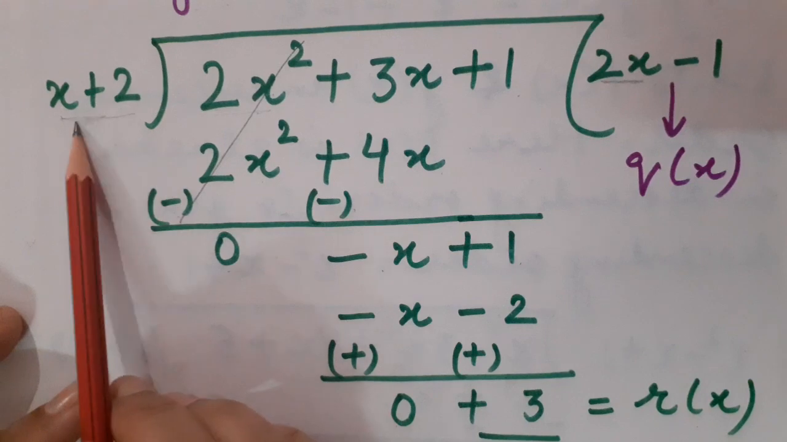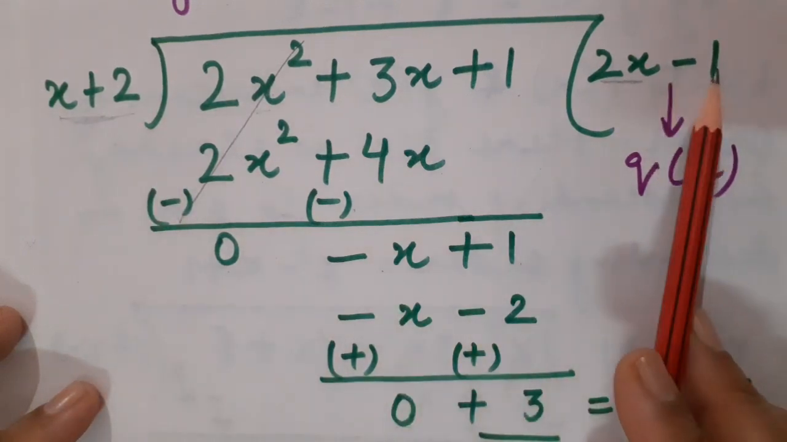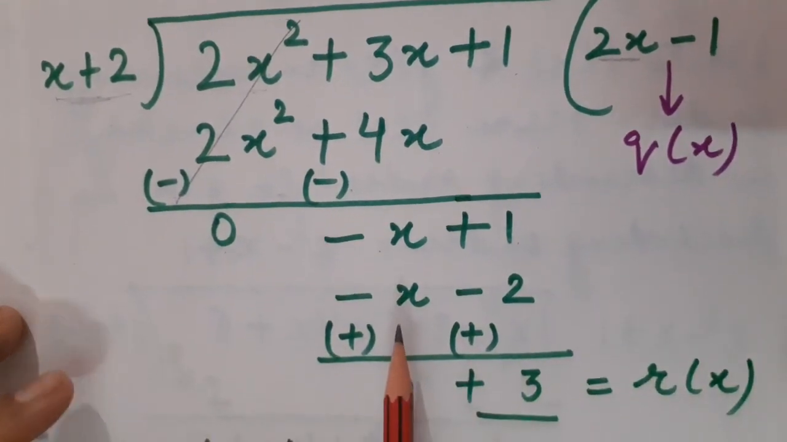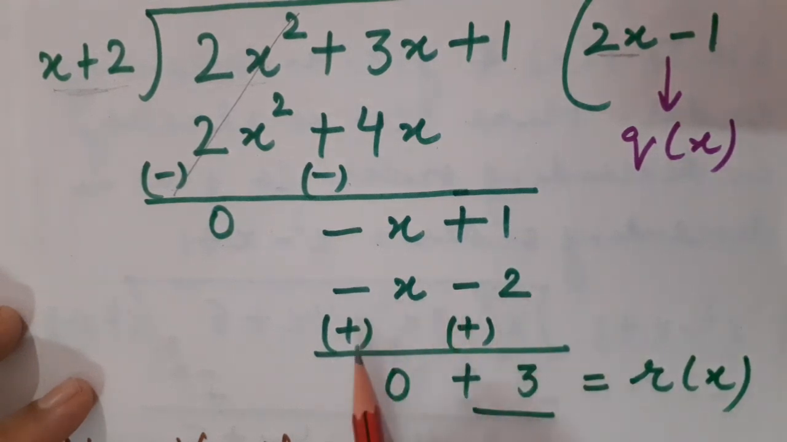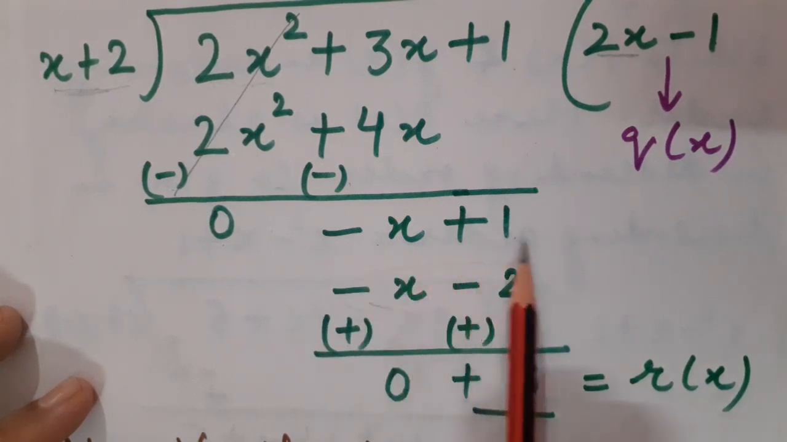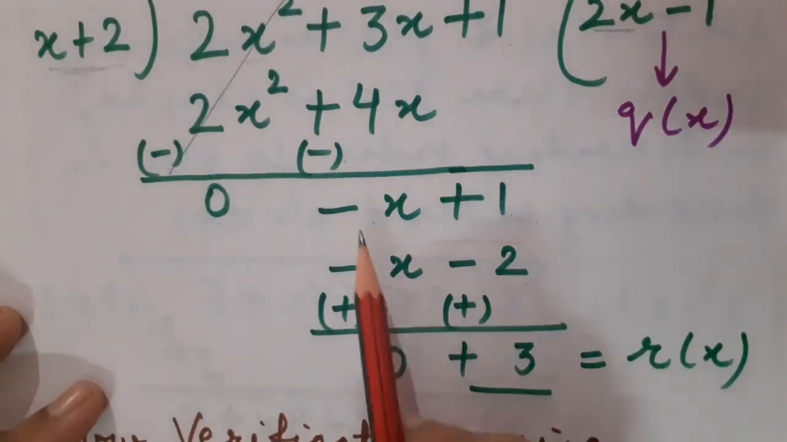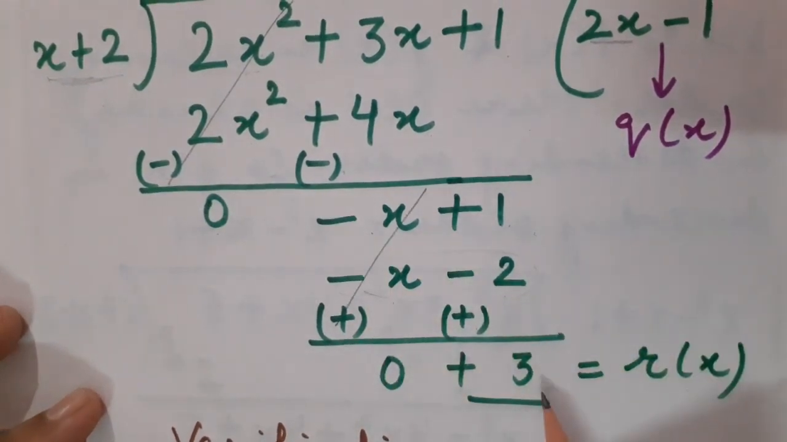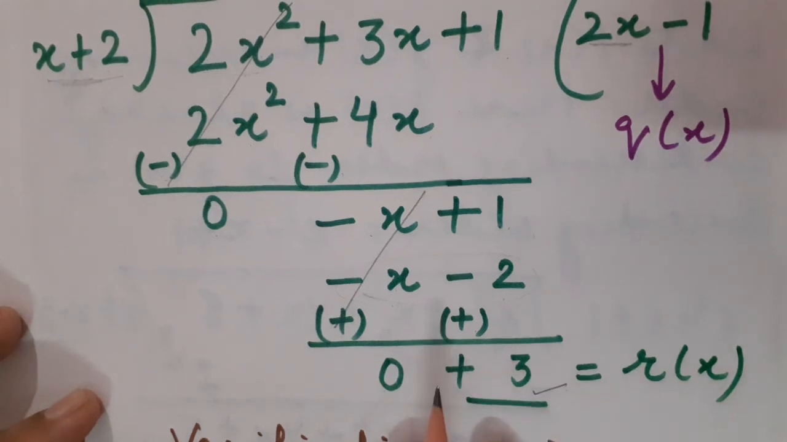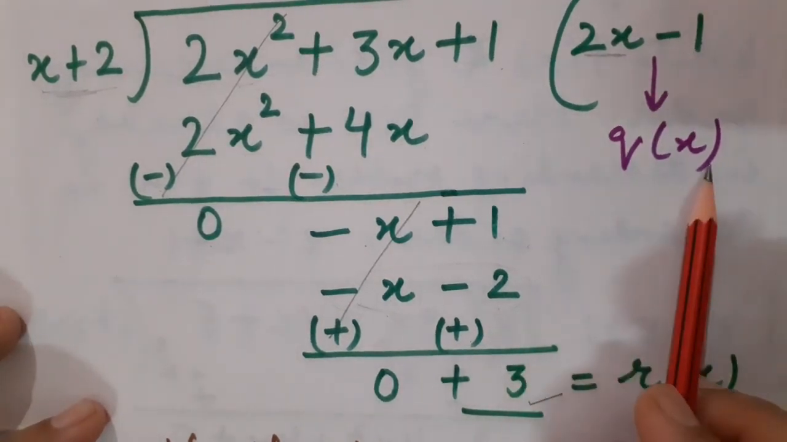So now I am multiplying the complete gx by minus 1. After multiplying it by minus 1, children, I have got minus x minus 2. Changing the sign because I am going to subtract minus x minus 2 from minus x plus 1. So this is minus x plus x, both are going to be cancelled. Here I have got 3 as rx. This is the remainder and 2x minus 1 is the quotient.